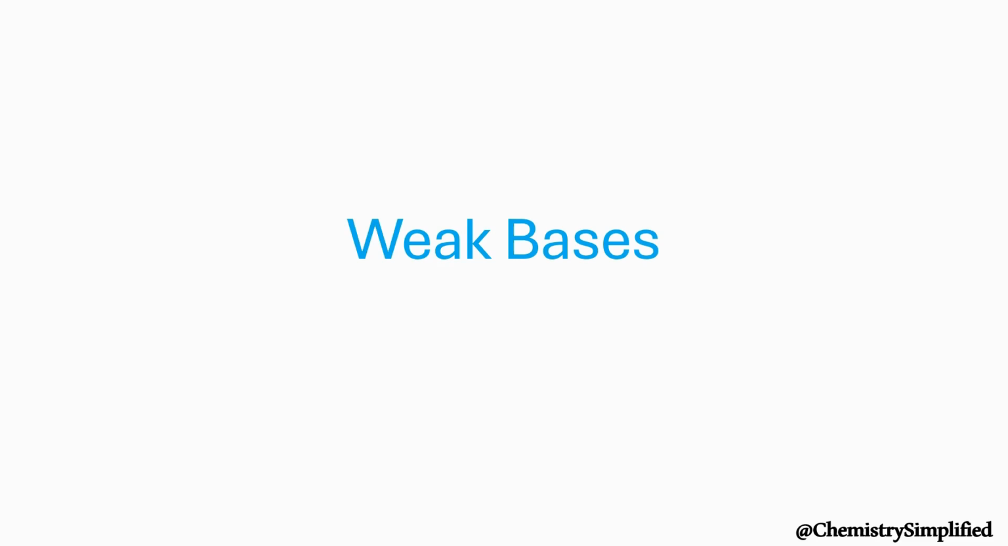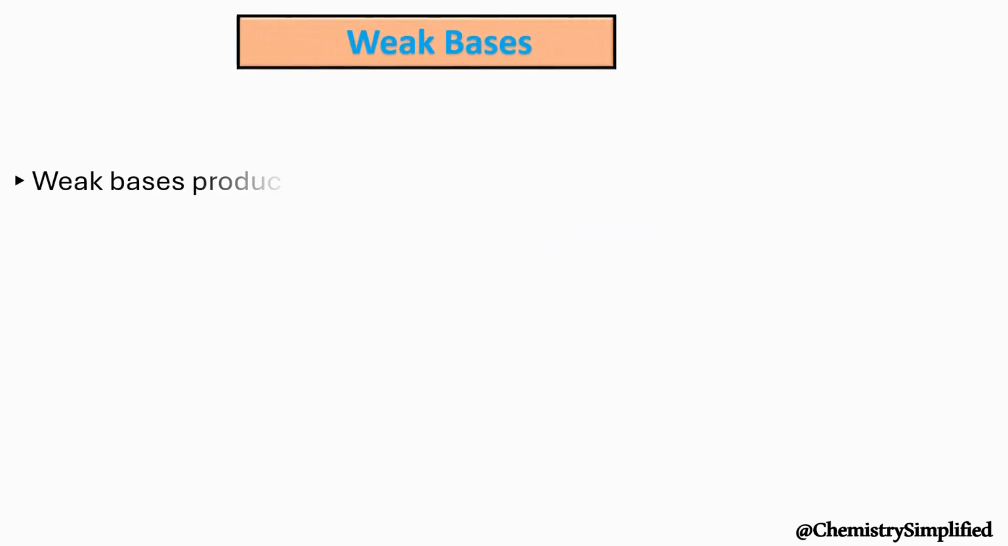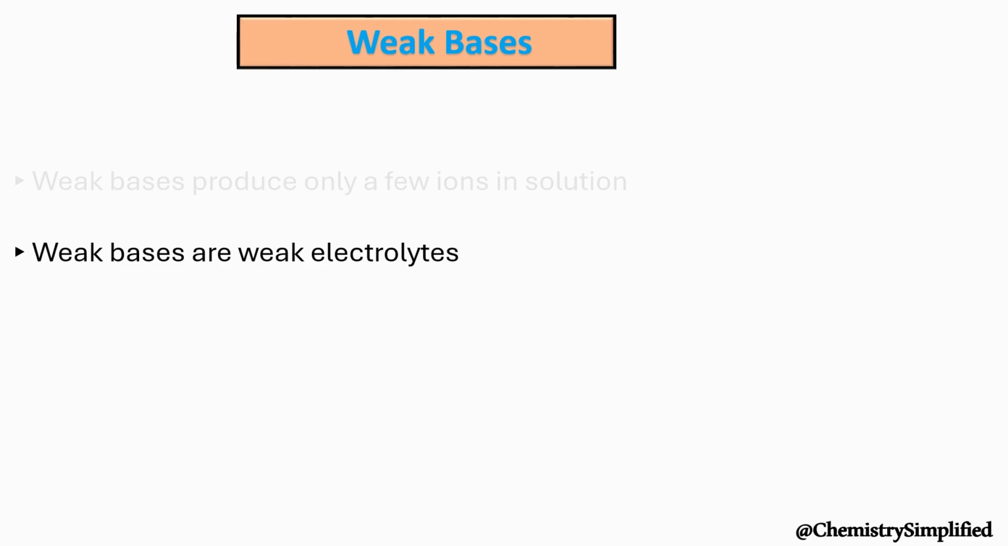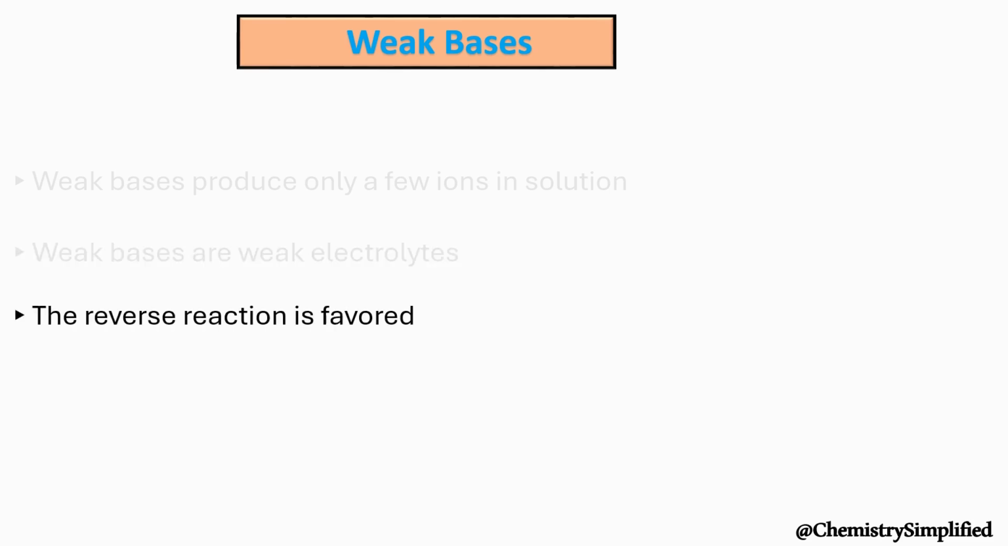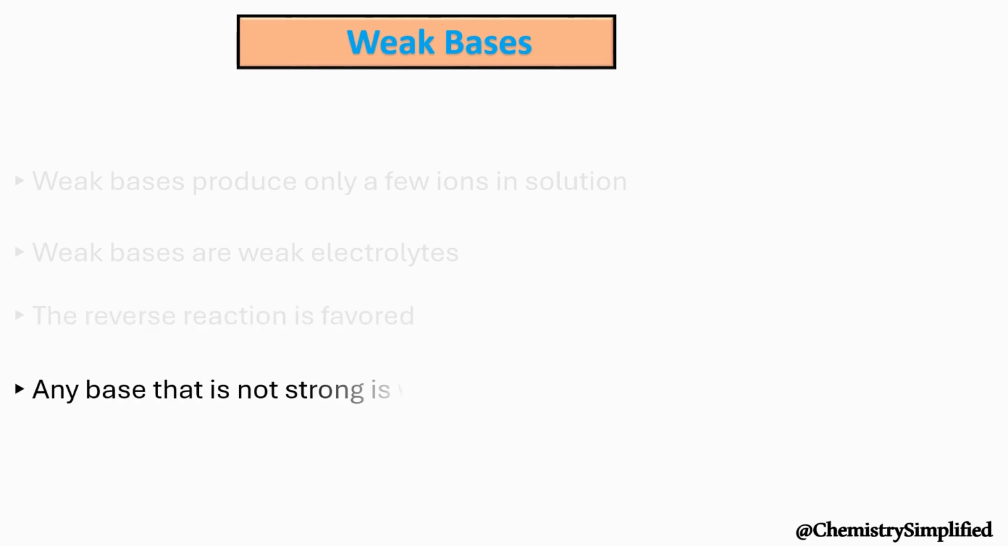Now we're done with strong bases. Let's look at the weak bases. So weak bases produce only a few ions when they are placed in solution. They are weak electrolytes, and the reverse reaction is favored, meaning that at the end of the reaction, the weak bases will not ionize much. And any base that's not strong is considered to be weak. So, except for those 6 strong bases which we had discussed previously, any other bases would be considered to be weak.